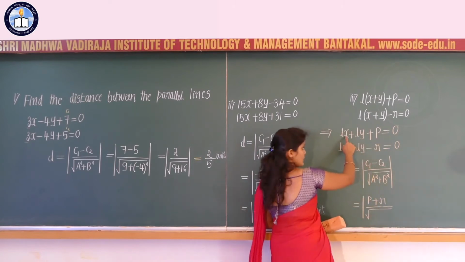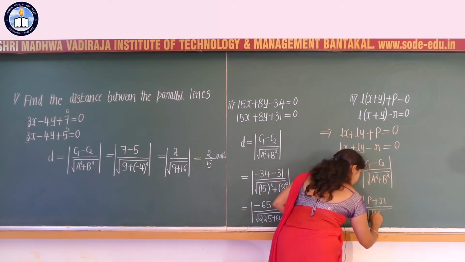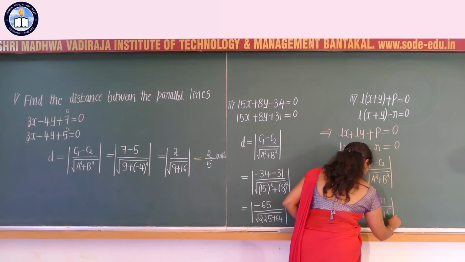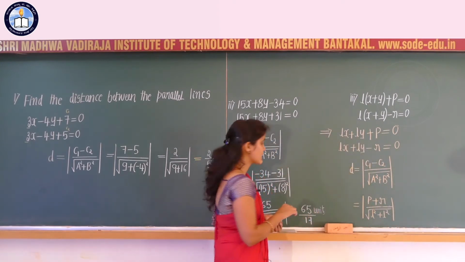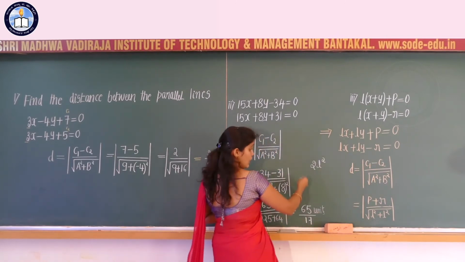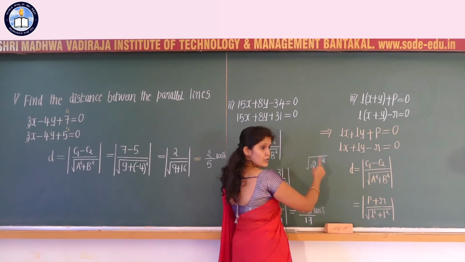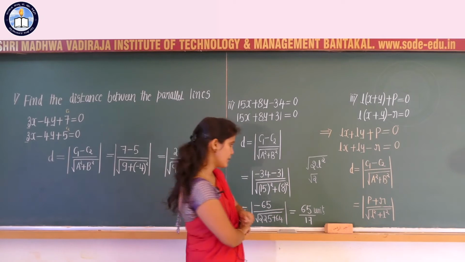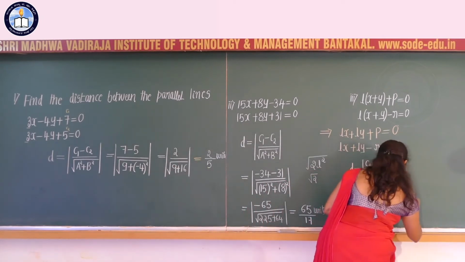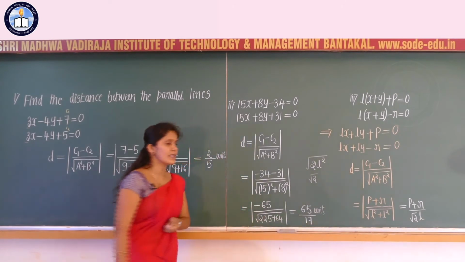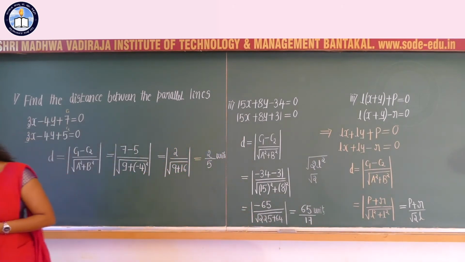divided by the root of A square plus B square. The coefficient of x is L, so A square means L square, and the coefficient of y is L, which gives L square. L square plus L square is equal to 2L square. What is the square root of 2L square? It is root 2 into the root of L square, that is L. So this answer can be written as (p plus r) divided by root 2 into L, and that is the distance between the two parallel lines L1 and L2.